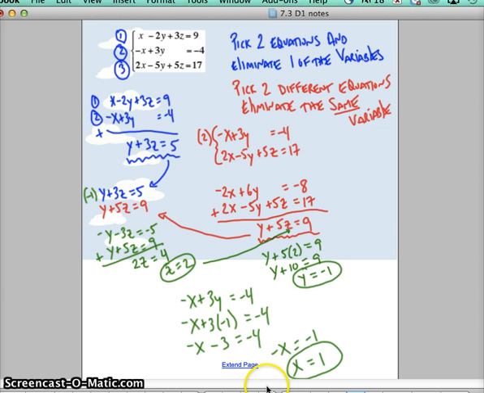And again, we write our answer as a coordinate point, x, y, z. So x is 1, y is negative 1, and z is 2. So that will be our answer.